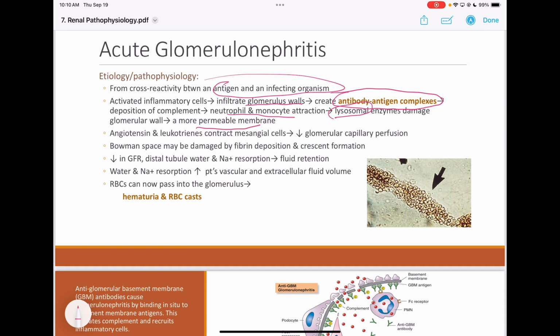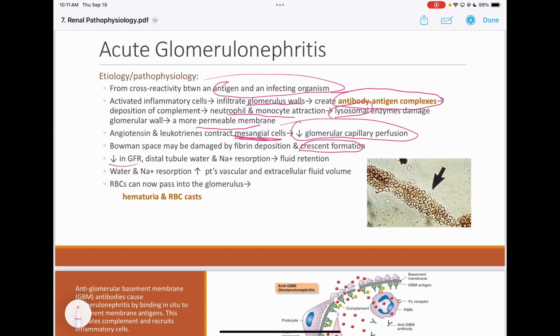Angiotensin and leukotrienes contract the mesangial cells. Remember those mesangial cells are in between the capillaries and the Bowman's capsule, in that free space in between. That's where those mesangial cells are. When they get contracted, decrease glomerular capillary perfusion. What happens to your GFR when that happens? Less perfusion, GFR drops. Bowman's space may be damaged by fibrin and a crescent formation.